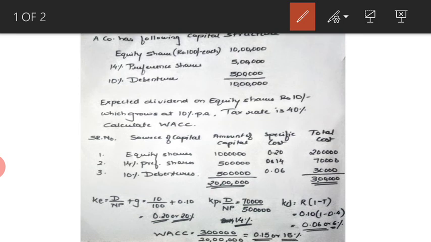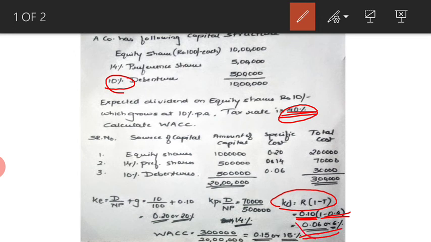So for irredeemable debentures at par, there is a simple formula, that is R into 1 minus T. What is R? R is the rate of dividend which is given over here, that is 10%, that means 0.10, into 1 minus the tax. T is tax, so 0.40 or 40%. So 1 minus 0.40 is 0.6. 0.6 into 0.10 gives you 0.06. So your cost of debt is 0.06.